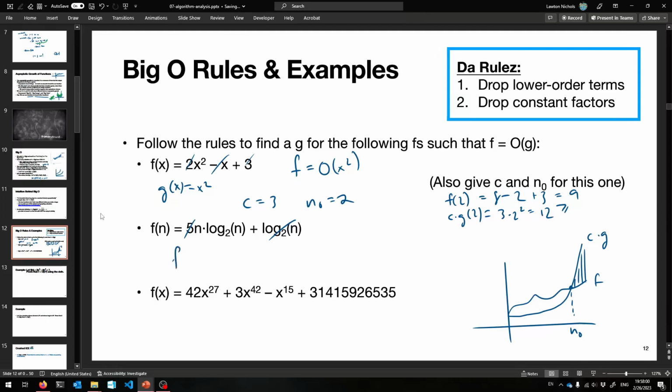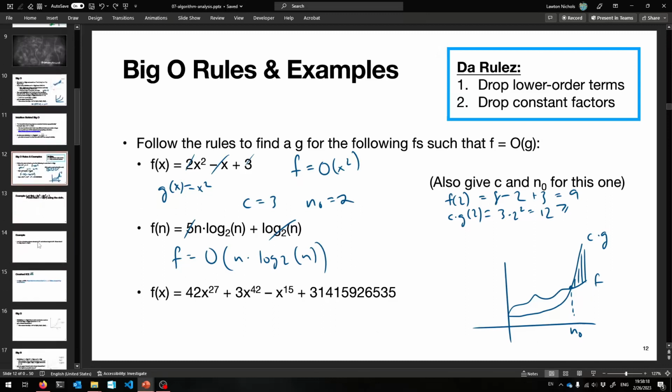And so we say f is big O of n times log base 2 of n. And to say this quickly, this is the time complexity of your standard sorting algorithms. This is n log n, we say. Okay? But that's the idea. That's the process. One last one.